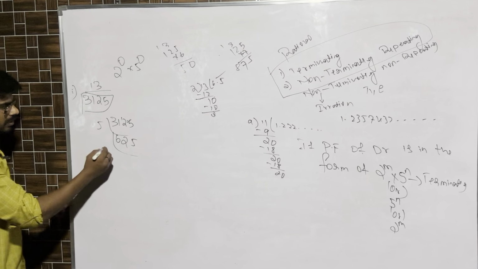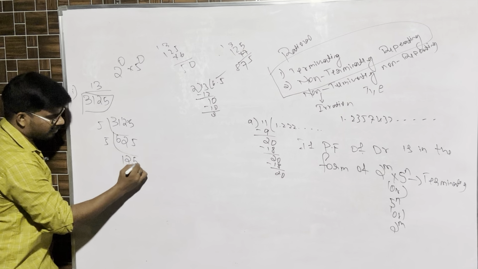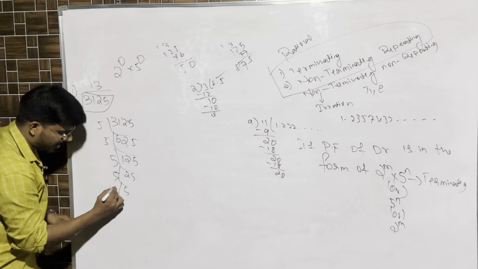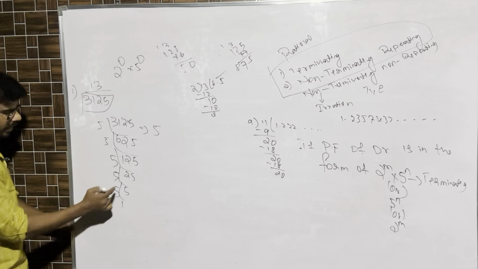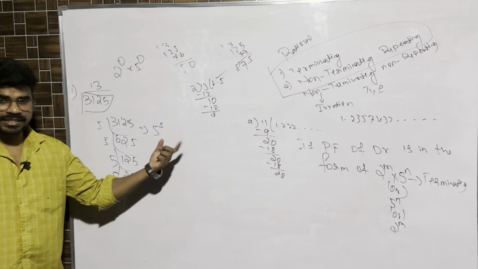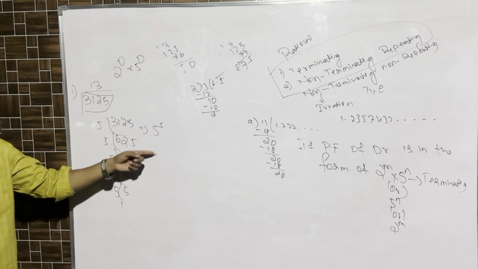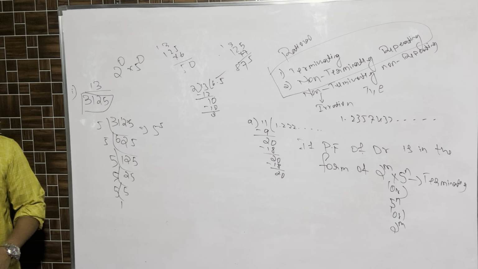So let's see 625: 5, 5, 125, 5, 125, 5, 25, 5, 5, 5, 1. So the denominator is in the form of 5 power 5. Therefore, what do you write? It is terminating, because the denominator is in the form of 5 power n. Hence, it is terminating decimal.